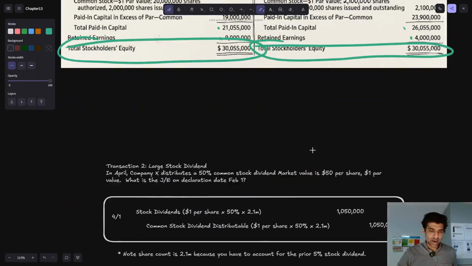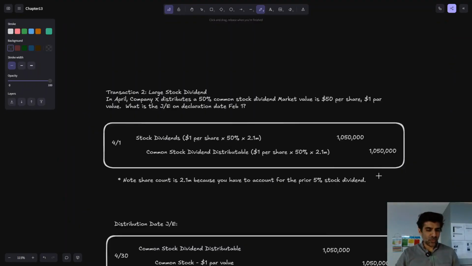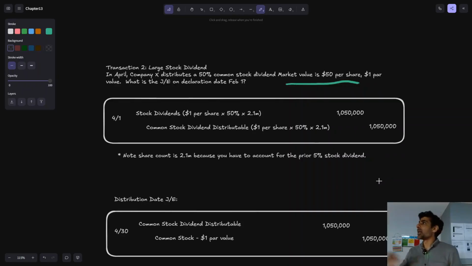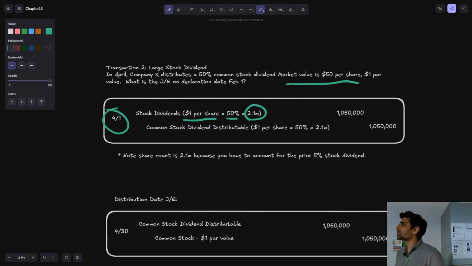So now when we do a large stock dividend, we're going to issue 50%. The market value is $50 a share. What is the journal entry? Well, now we're going to ignore the market price because the market price is going to change a lot now that there are so many more shares. So it's kind of an irrelevant price. We're just going to use the par value. So the way that we're going to account for this is $1 per share, 50% of our new share count.